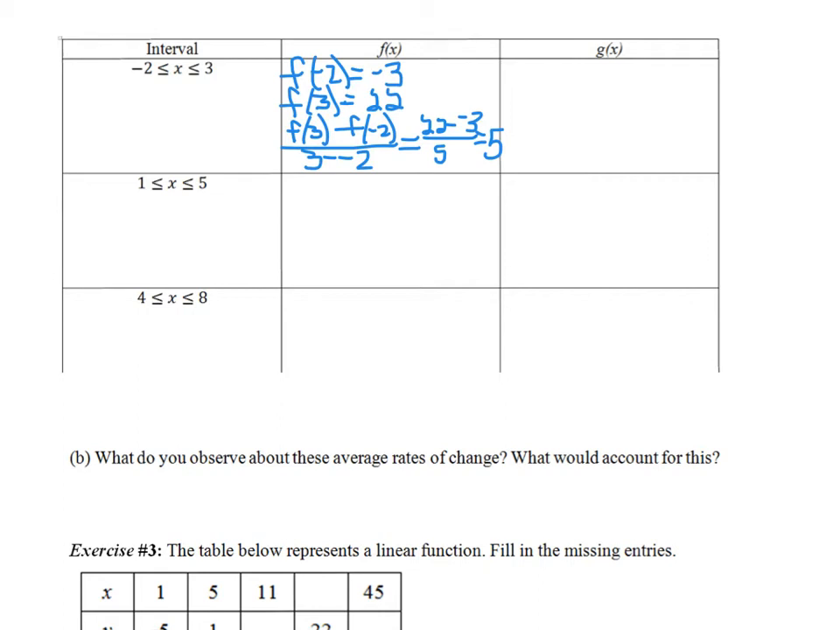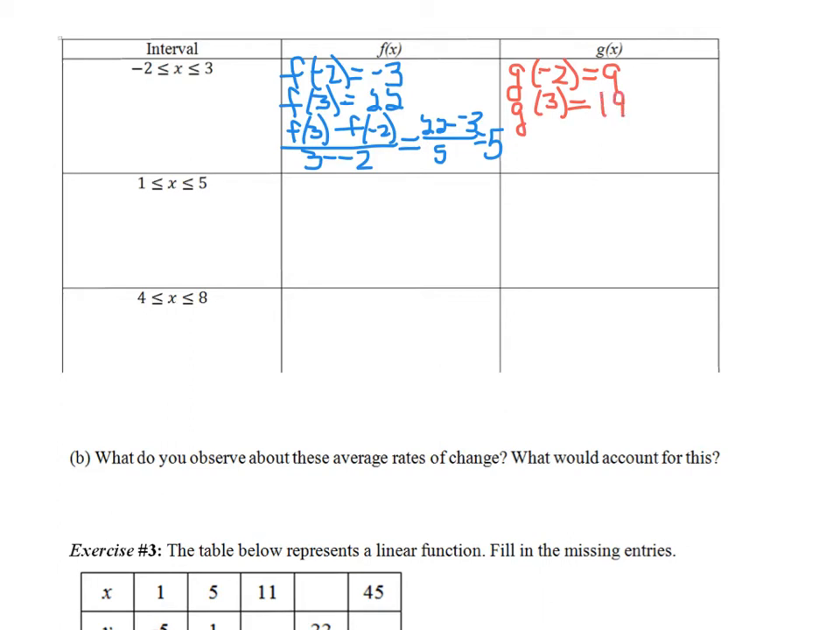Let's look at the function g(x) on the same interval. So remember that our g(x) function is g(x) = 2x² + 1. I want to calculate g(-2) by plugging -2 into the function for x. -2 squared is 4. 2 times 4 is 8. 8 plus 1 is equal to 9. Let's do the function value for g at 3. 3 squared is 9. 9 times 2 is 18. 18 plus 1 is 19.